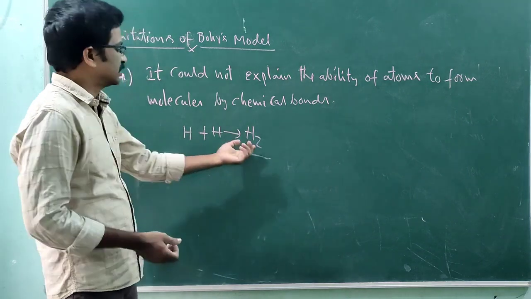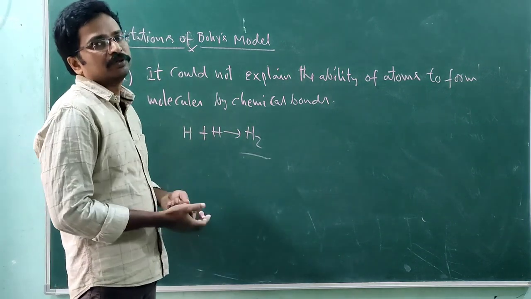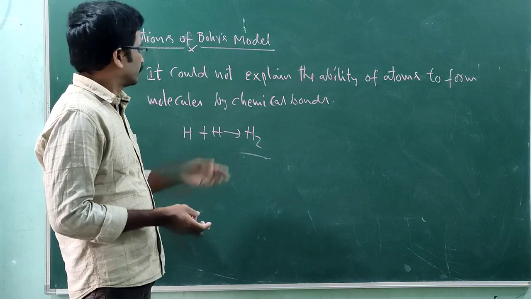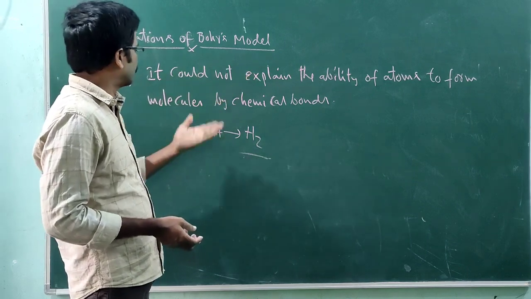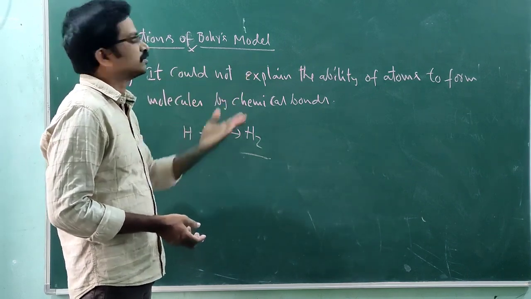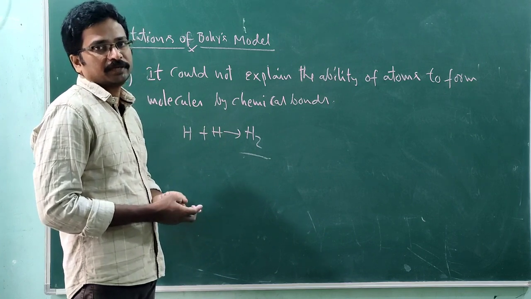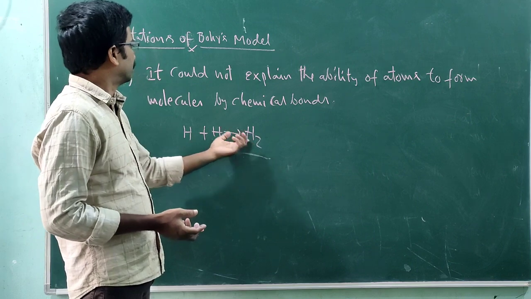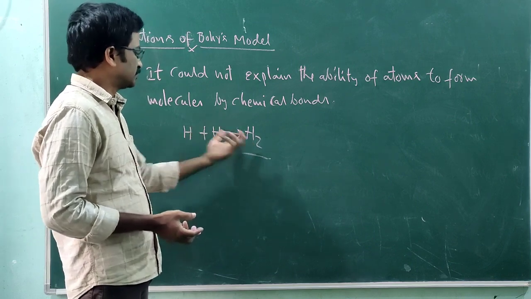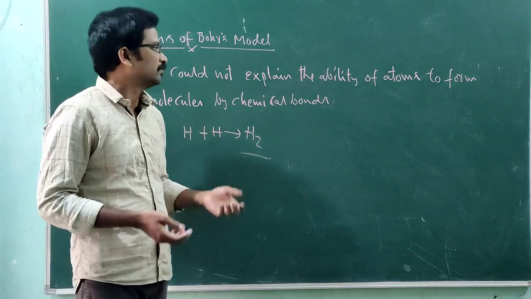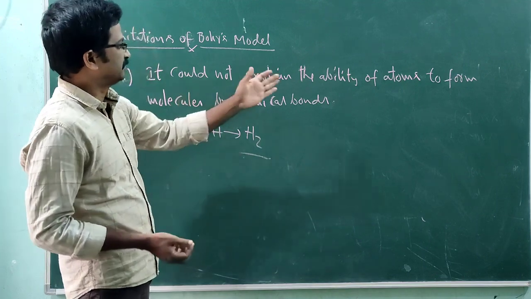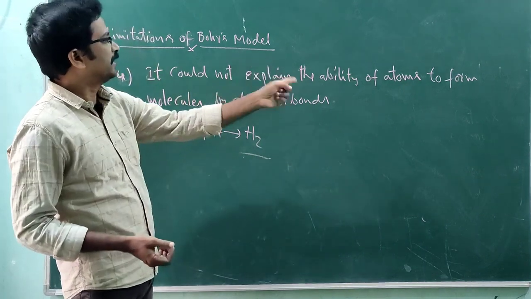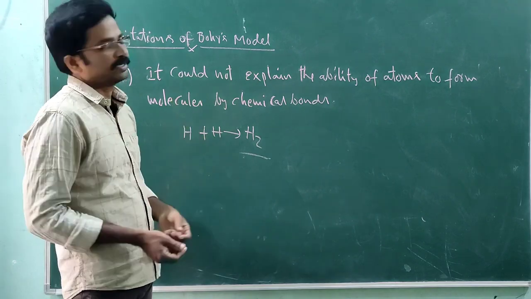These are the atoms, these are the molecules. So it cannot explain the ability of atoms to form molecules by chemical bonds. Why the atoms are converted into molecules and how the bonds are formed cannot be explained.